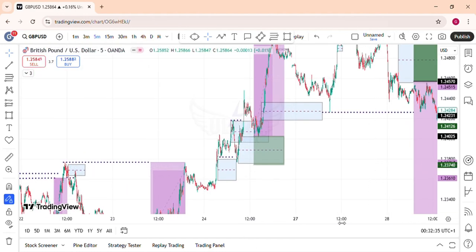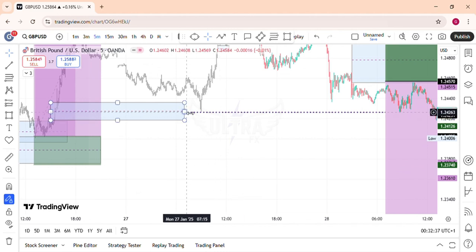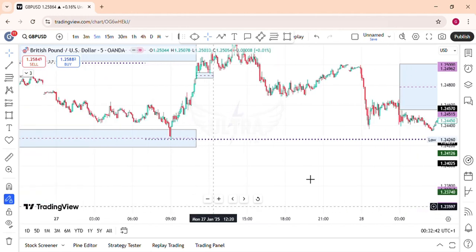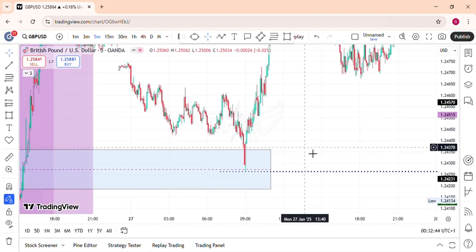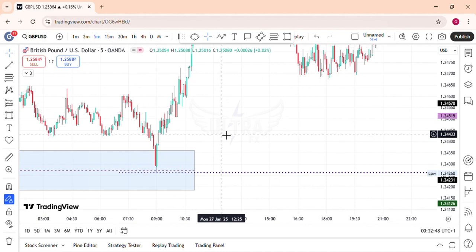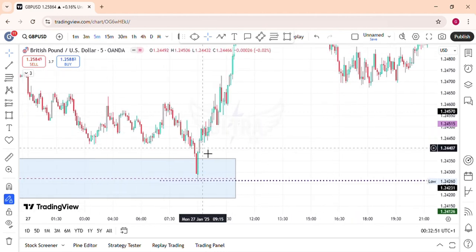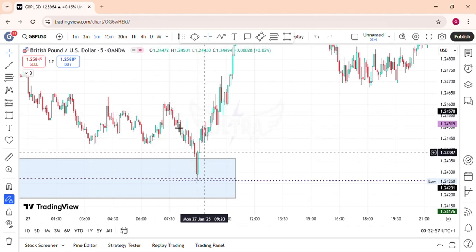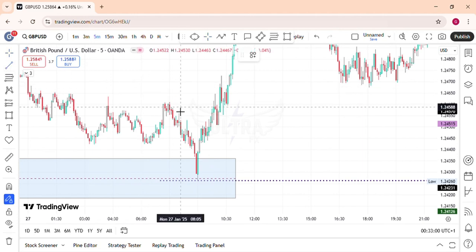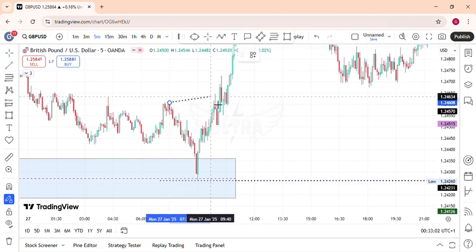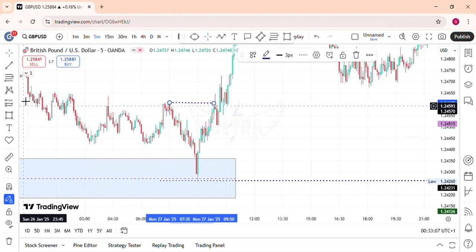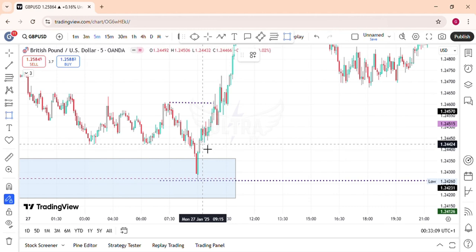So you can see that the market has tapped into the fair value gap. Market has tapped into the fair value gap, but the market failed to tap into this newly formed fair value gap because it has created a break of market structure right here. So what you need to look for is for market to tap into this fair value gap right here.